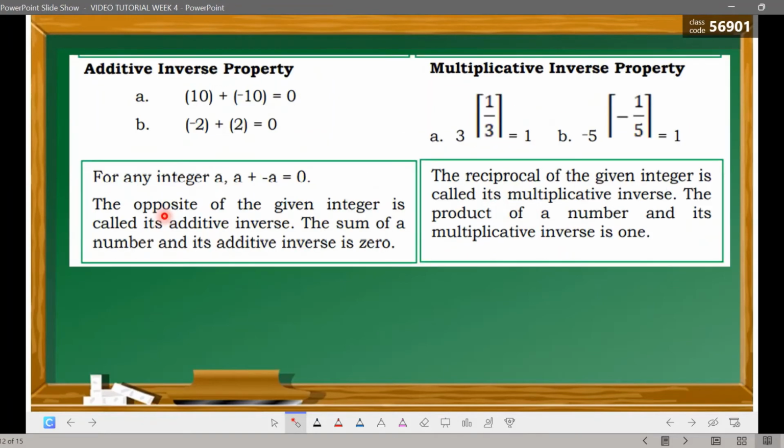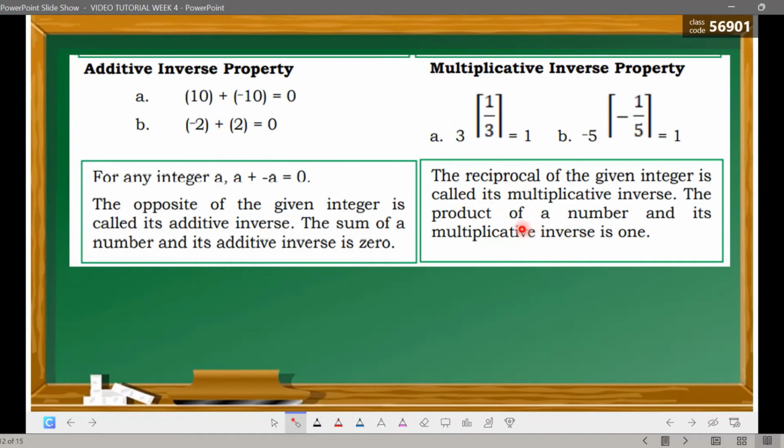So, 0 pair. Okay? So, the opposite of the given integer is called its additive inverse. The sum of a number and its additive inverse is 0. Okay? So, kanina yung in-explain ko sa inyo yung adding unlike sign. So, ito yan. 0 pair. Kapag nag-a-add tayo ng magkaparehong number, but they have different sign or unlike sign, the answer is always 0.